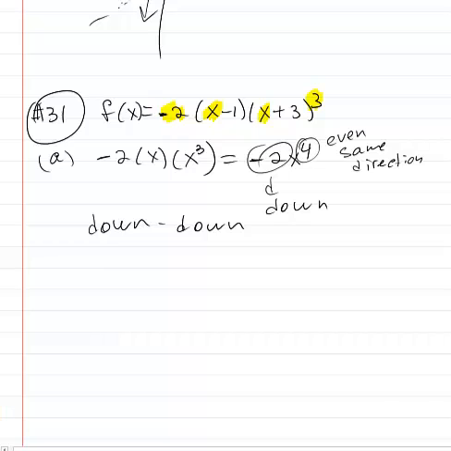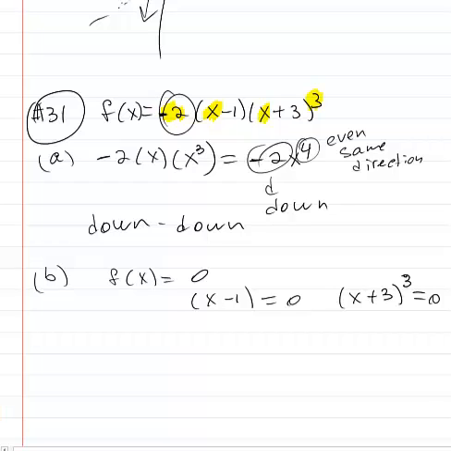Okay, find the x-intercept, state whether the graph crosses or touches. So let's go back. Let's set this thing equal to 0. So we got x minus 1 equal to 0, and we have x plus 3 cubed equal to 0. Minus 2 doesn't have an x, so it can't give you any factors, right? So we just disregard it here. So x will be equal to 1. Multiplicity is 1, crosses. X equals negative 3. Multiplicity is 3, odd, crosses.